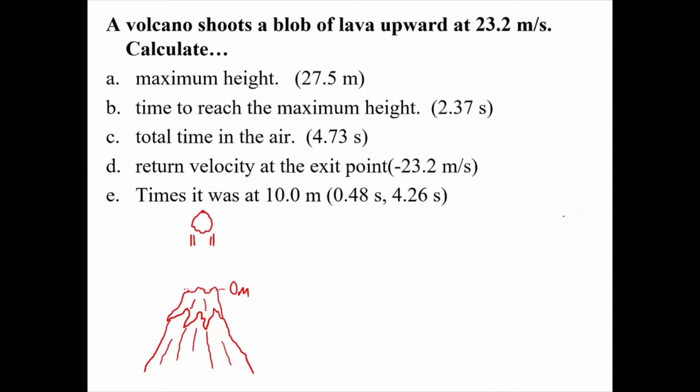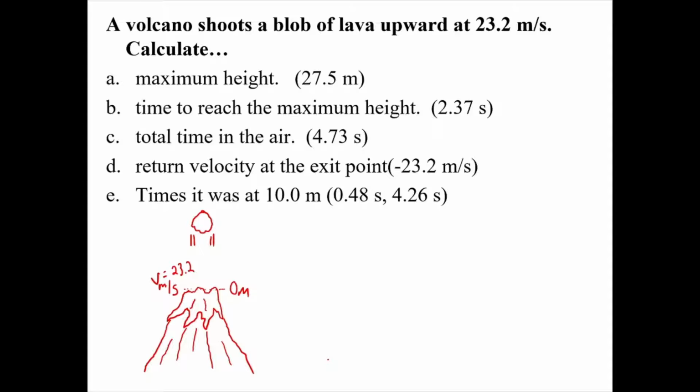In this video, we're going to look at how to apply kinematic equations to vertical motion. Now, we're not looking at trajectories where it's going at an angle, just straight up and down. So in this example, it's a volcano shooting a blob of lava upwards. We know the initial speed is 23.2 meters per second. We want the maximum height. And we'll go through these A, B, C, D, and E nice and slow.